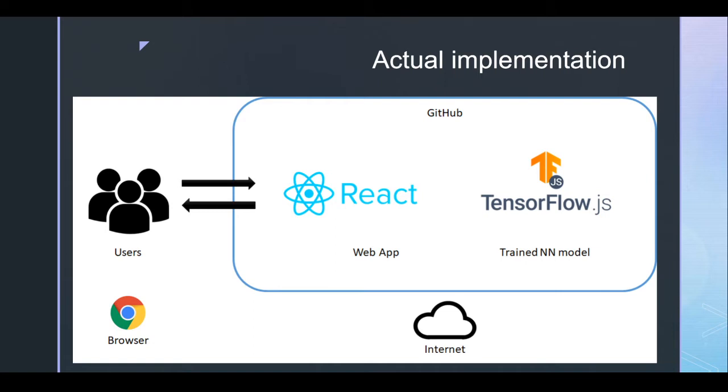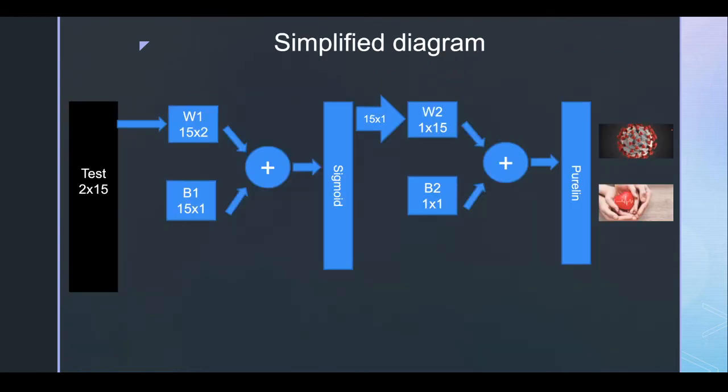At the end we would have a larger application that wouldn't be that scalable, but right now it is just a prototype, and it is stored in the GitHub Pages service. Okay, that's about the actual implementation of the application, and here we have our neural network.